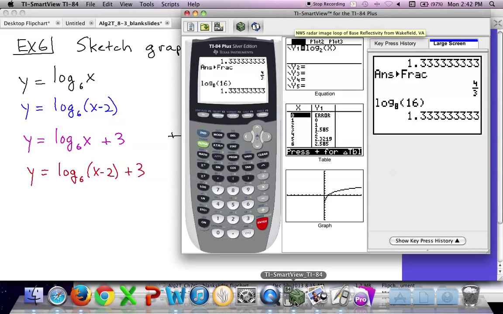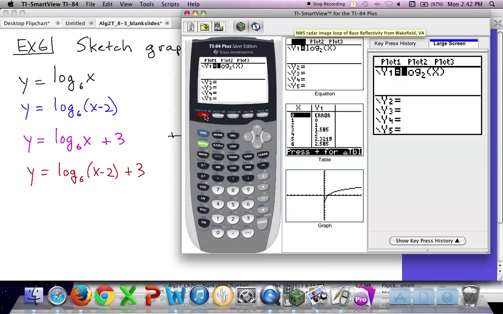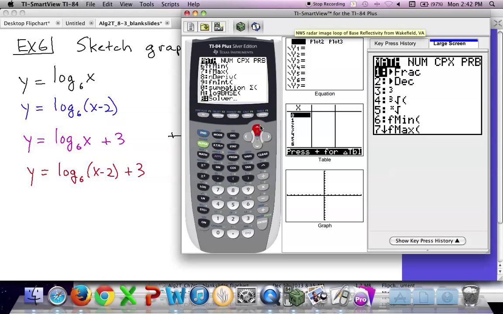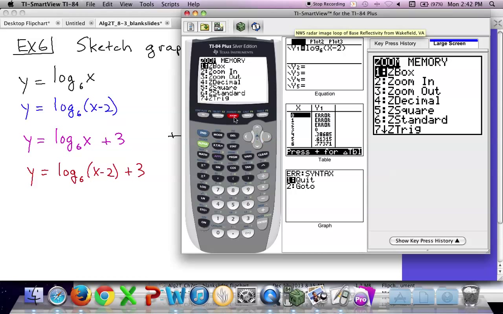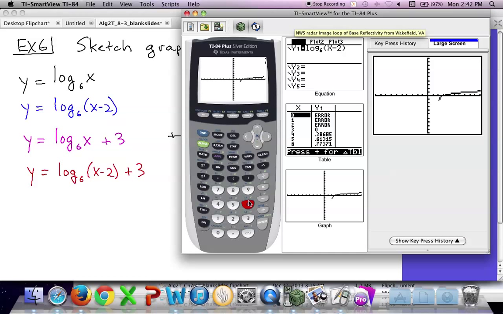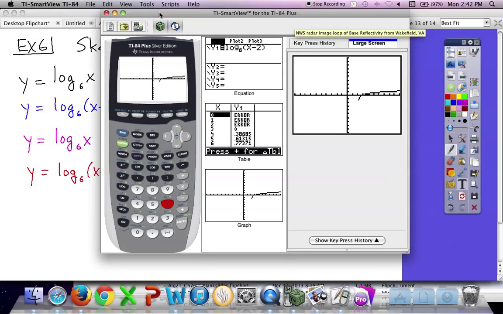Now, if I put that in the calculator, notice what happens. Clear. So it's going to be log base 6 of x minus 2. Math, log base 6, parentheses x minus 2, and zoom 6. Now, you see what that looks like? The calculator makes it look like it stops there. It does not stop there. Right? It's becoming so vertical that the calculator doesn't resolve it.